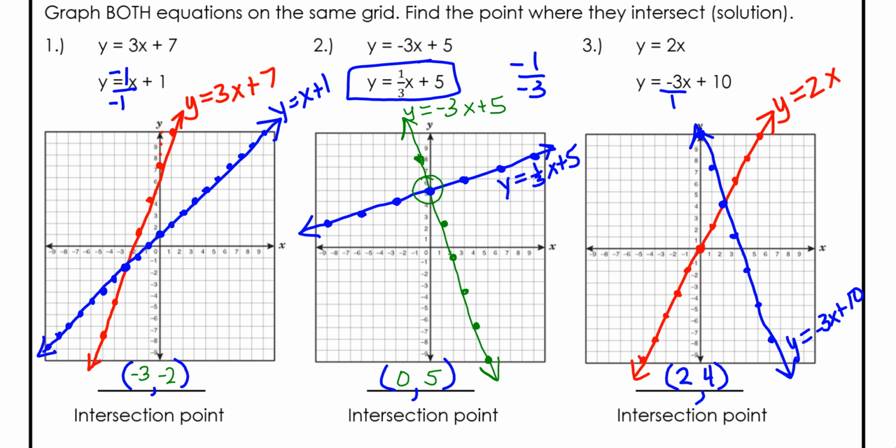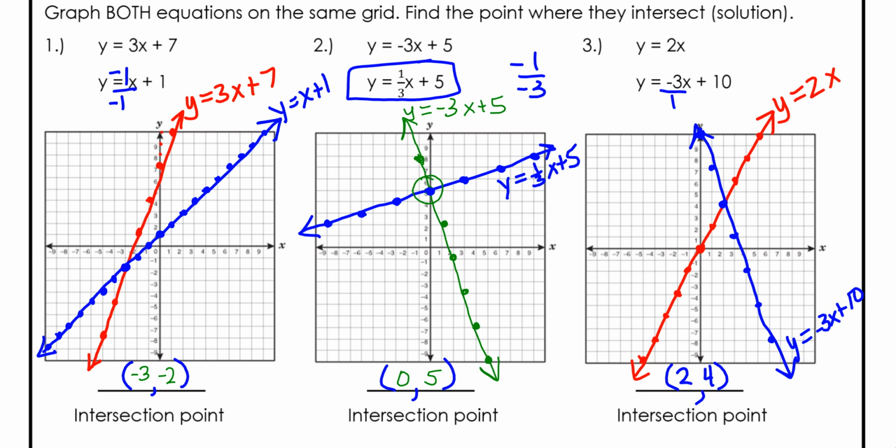That point is a solution to both of these equations. So if I put a 2 into the x value, and I put a 4 into this y value, then this would be a true sentence, right? 2 times 2 is 4, and y is 4. Now I do the same for the second equation. If I substitute a 2 here, I would get -6. -6 + 10 is 4. And if I put a 4 in here, 4 would be equal to 4.